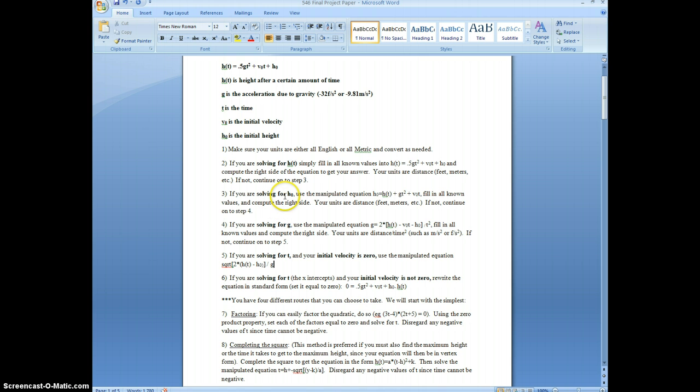Next one, solving for h naught. They would use a manipulated equation to fill in all the known values and then compute the right side. So this is where we get into that chemistry application of doing manipulations of the equation.